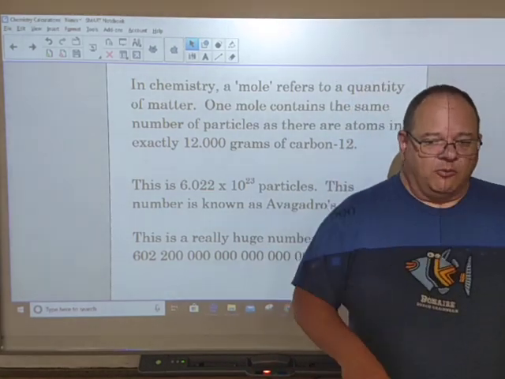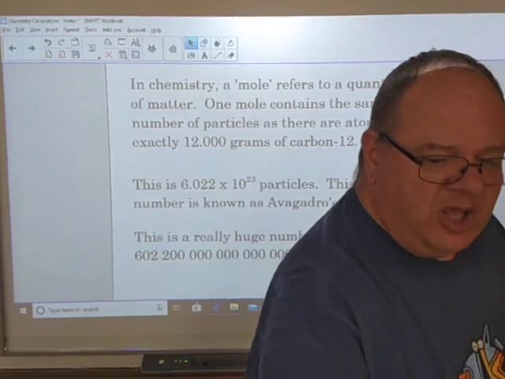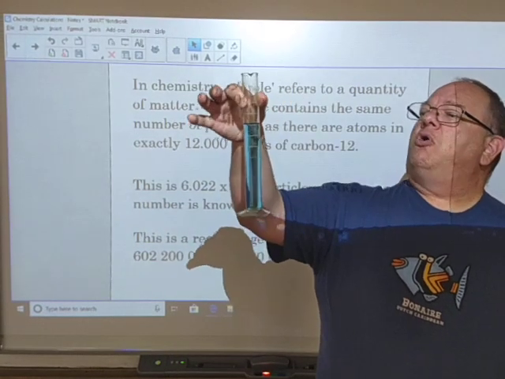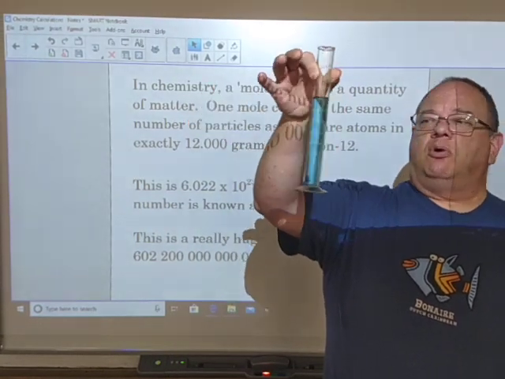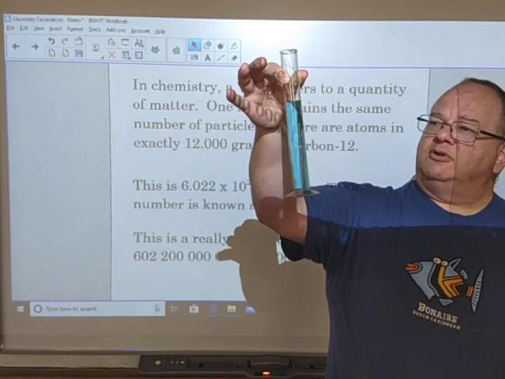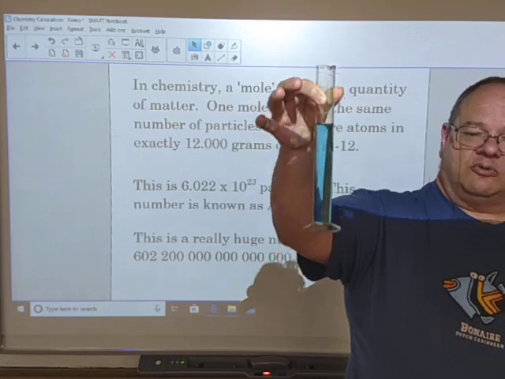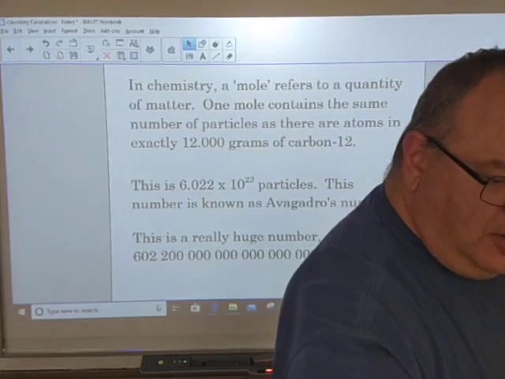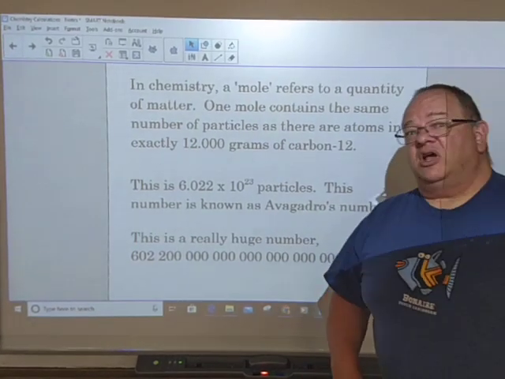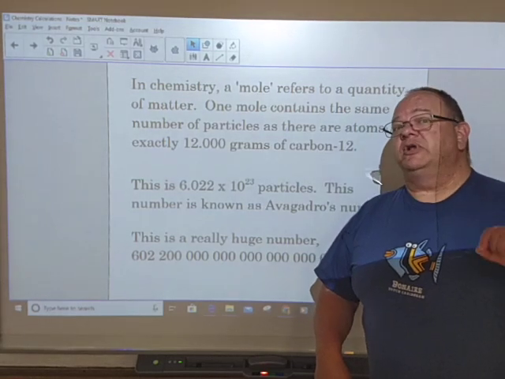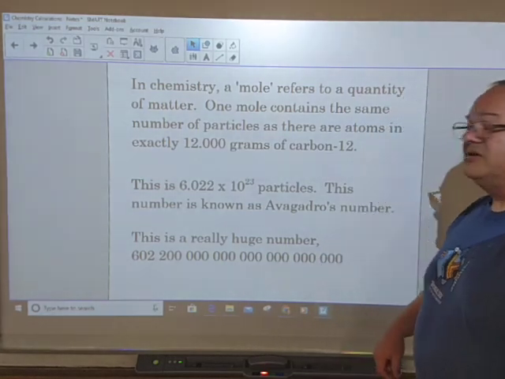And yet, for water, I have more than 4 moles, probably about 4.5 moles of water molecules just in this test tube, or this graduated cylinder right here. Atoms and molecules are really, really small. Okay? And there's a lot of them.